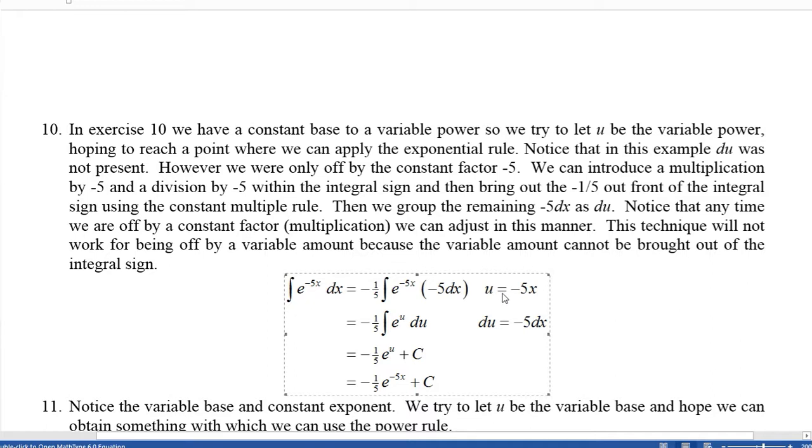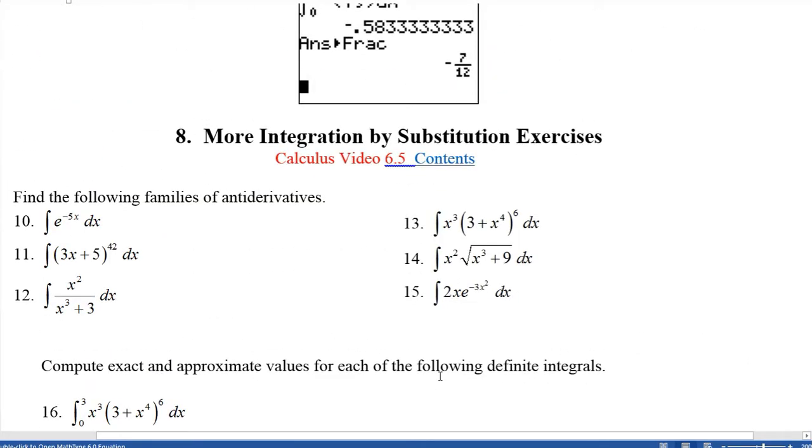So we need to go back now, and we say u is negative 5x. We substitute that back in, and our final answer is the family of antiderivatives of e to the negative 5x dx is negative 1/5 e to the negative 5x plus c. Okay? Let's do another one.